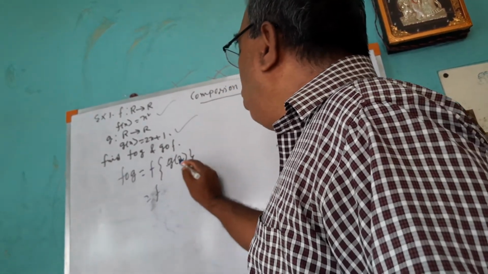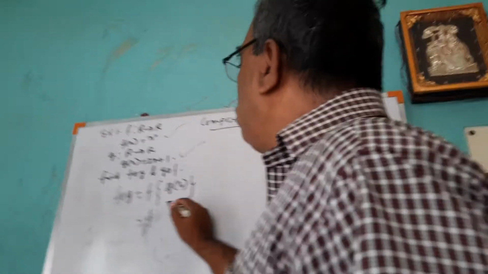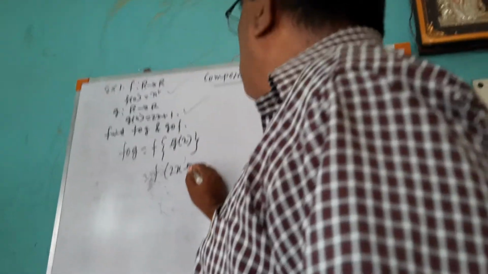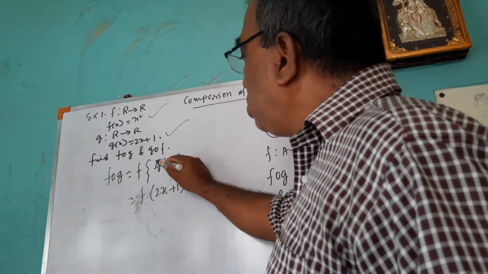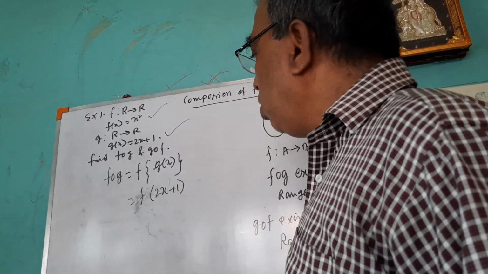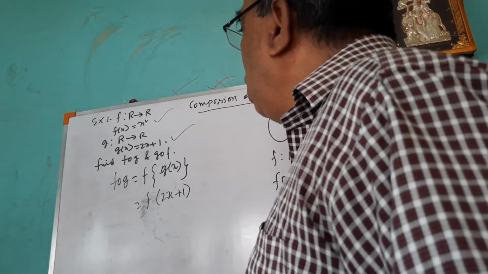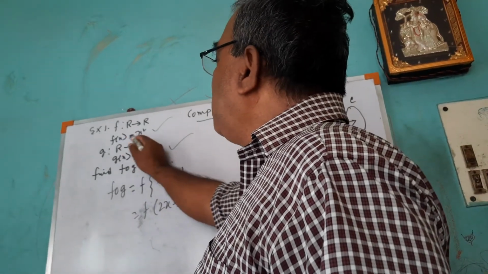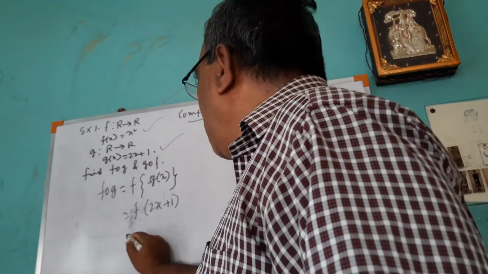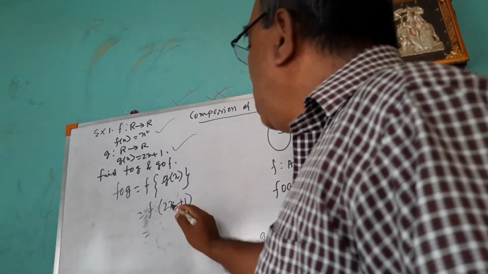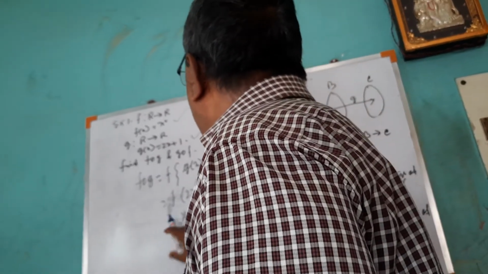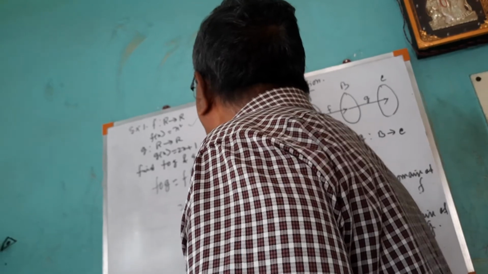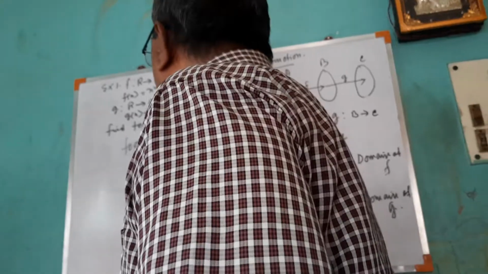So that is f of what is gx? Gx equal to 2x plus 1. In place of gx, I am putting 2x plus 1. Now, what is f of 2x plus 1? What is actually fx? Fx equal to x square. Therefore, f of 2x plus 1 means 2x plus 1 whole square. This is f of g.